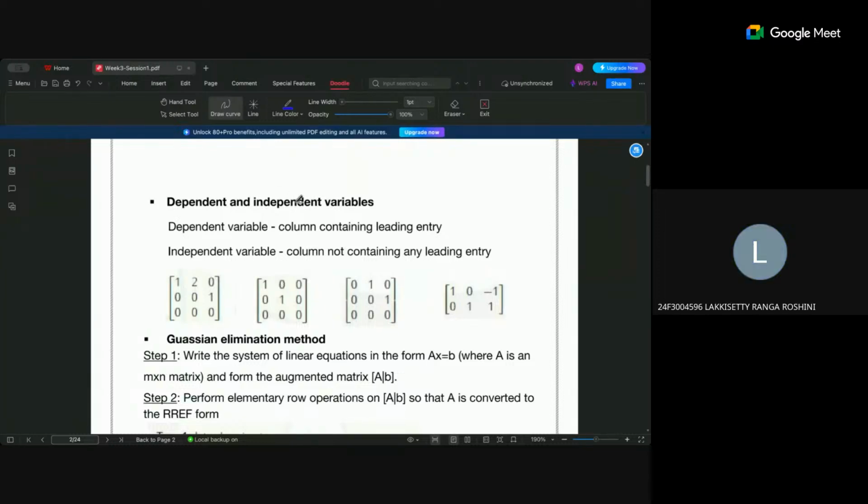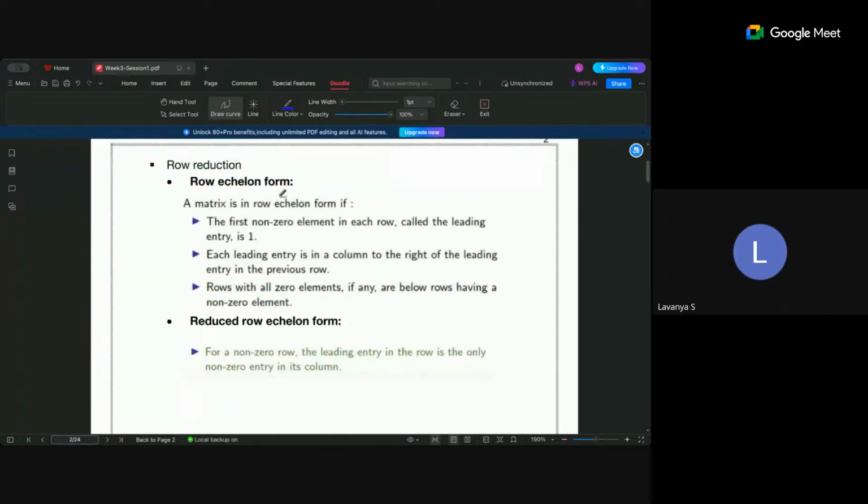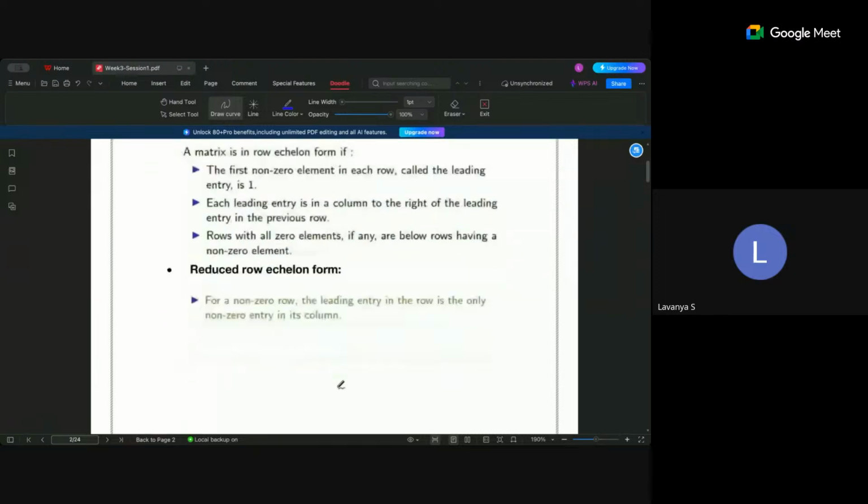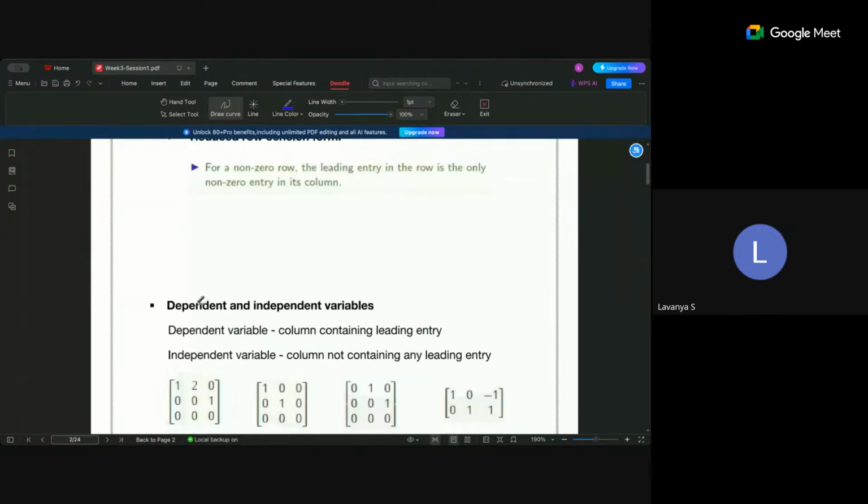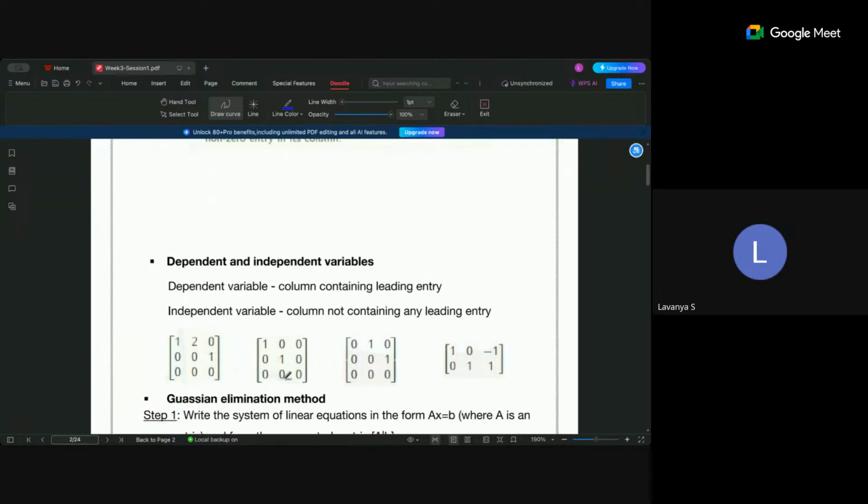Row echelon form: for example, let's take this matrix. What is the first non-zero entry of each row? 1, 1, 1. And what about the zero row? Does it occur at the last? Yes, here always the zero rows occur at the last.